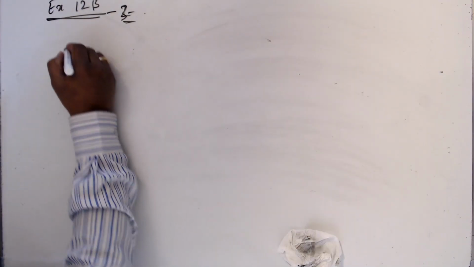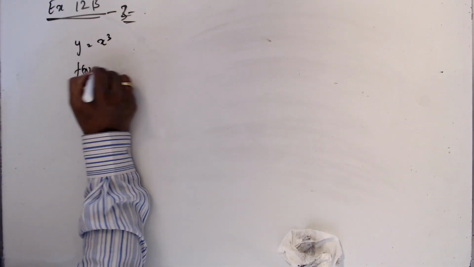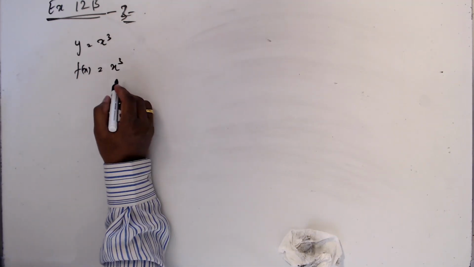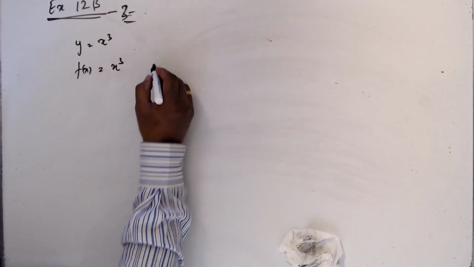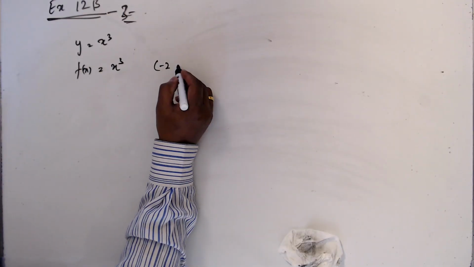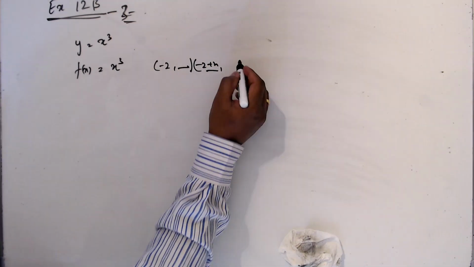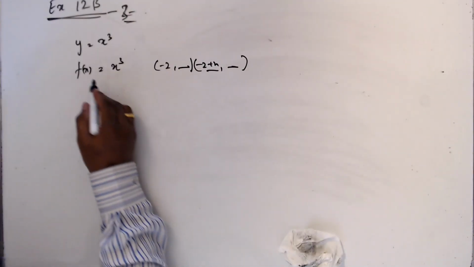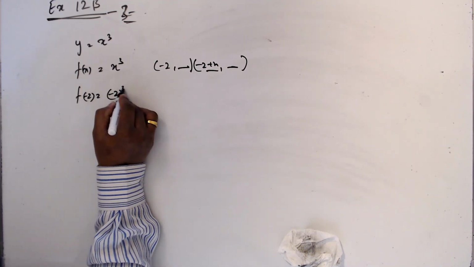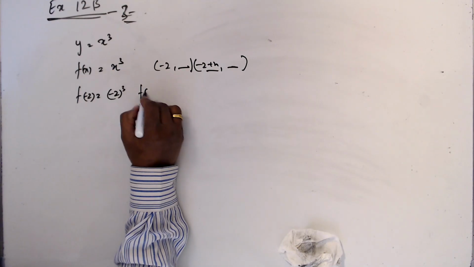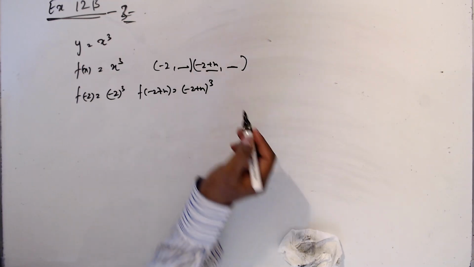Question number 3. y equals x³, so I can take f(x) equals x³. Then I need to consider two x points. One is −2, and I need −2 plus h away. So f(−2) is (−2)³ and f(−2 + h) is (−2 + h)³.